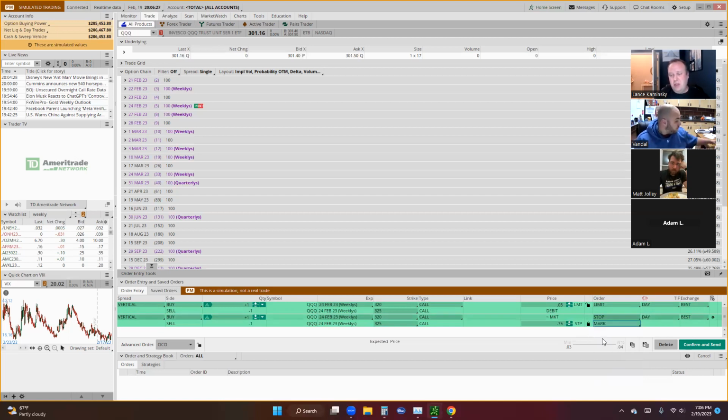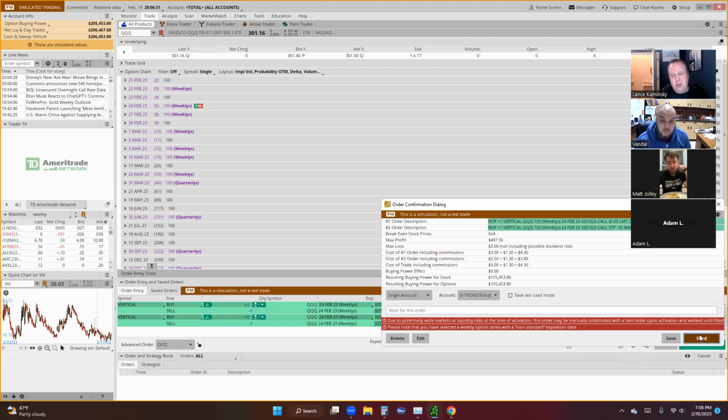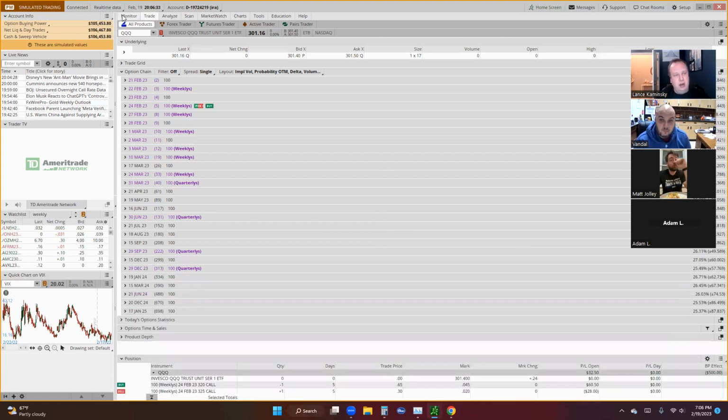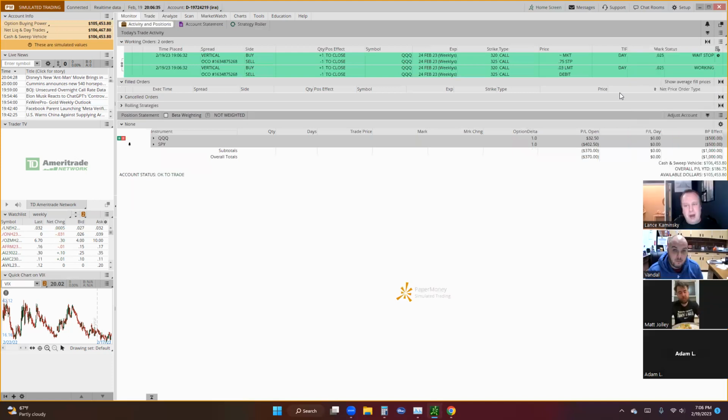But the reason why we like to do these things is once the trade is set, you pretty much just set it and forget it at that point. You know, it'll come up on your monitor tab. And if you have a lot of trades, you could do this on all of them, and it could be a whole screen of working orders, right?